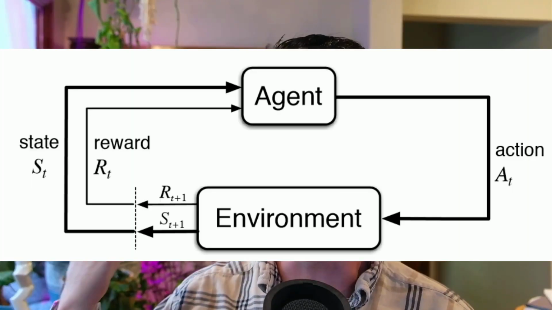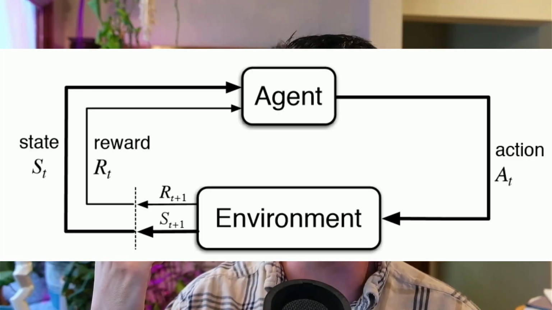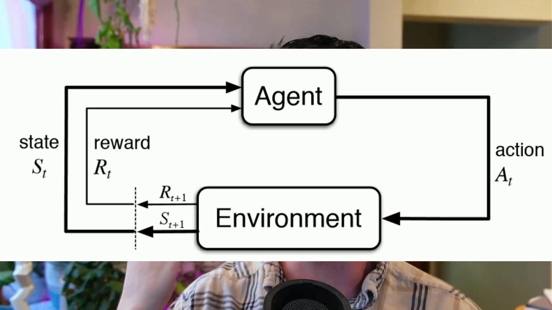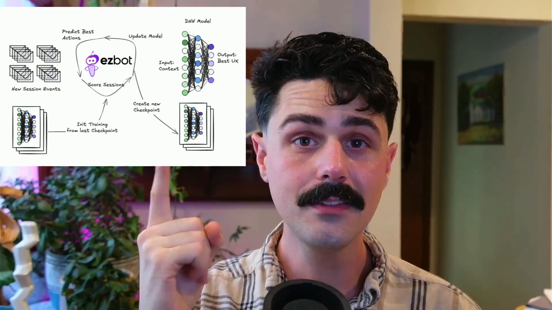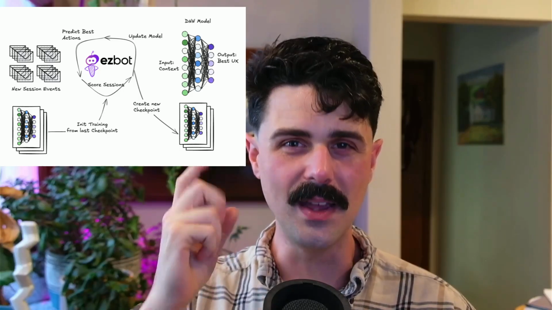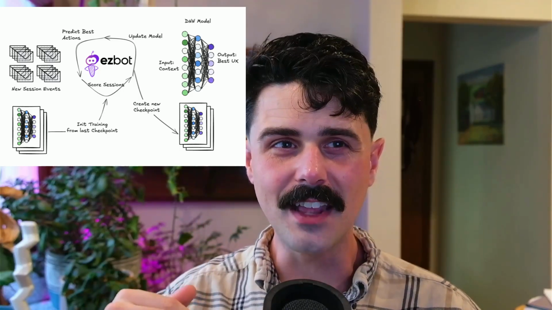Where did we land? So once we have that information, a state, an action, a reward, and a new state, we can train several neural networks that all help each other out to create one final model that takes the user's context, the state, and predicts the best action. Ezbot saves these as a checkpoint.